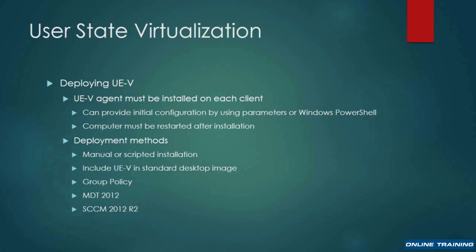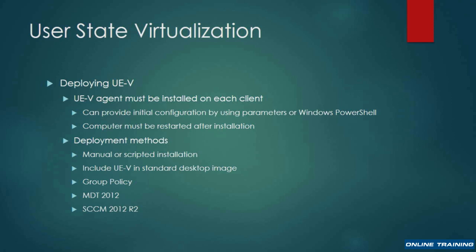So once you've prepared the environment, you've got the folder ready, you've configured the permissions correctly, and you've imported those administrative templates, the next step would be to deploy UEV. The UEV agent needs to be installed on each client. You can either provide the initial configuration by using parameters, or you can use a PowerShell script. Following the installation, the computer will have to be restarted. Deployment methods vary. You can do a manual installation or a scripted installation. They're both technically manual, but scripting automates it by putting all the necessary parameters in.